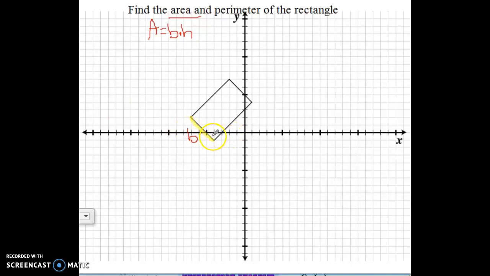The height has to be perpendicular to it. And we're lucky because this is a rectangle. So I know all of my corners are 90 degrees. So I know that that is perpendicular and that can be the height.